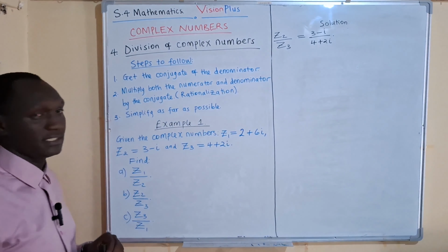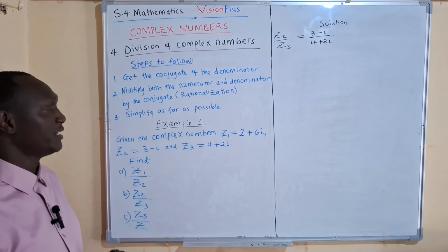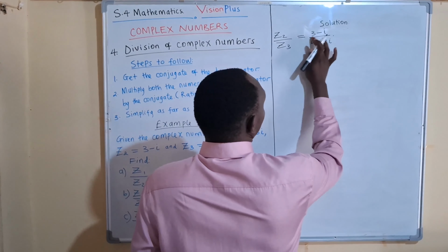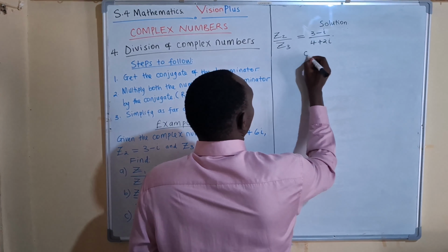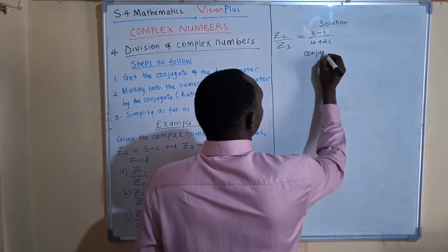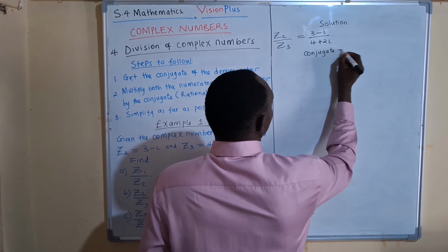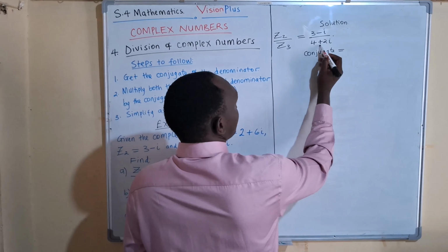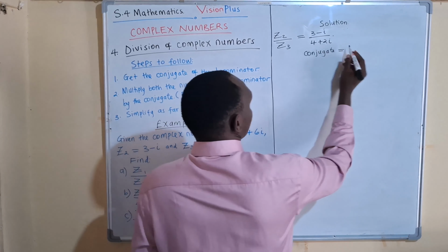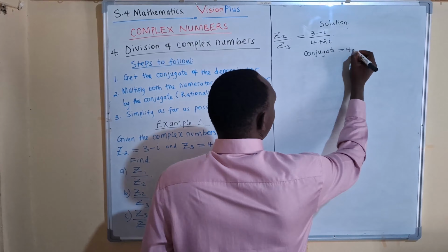Now let's come to the steps. The first step says that we find the conjugate of the denominator. So the denominator is 4 plus 2i. The conjugate of the denominator becomes, we say that for the conjugate you just change the sign of the imaginary part only. So this becomes 4 minus 2i.